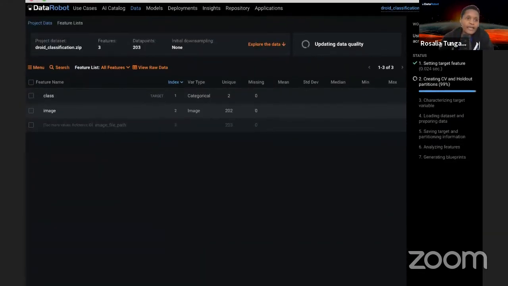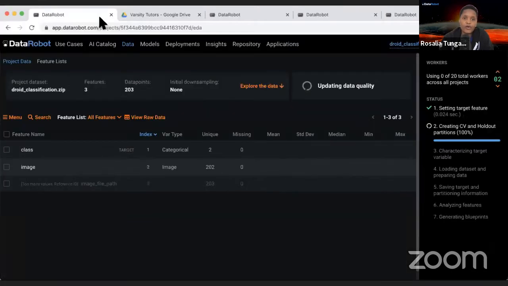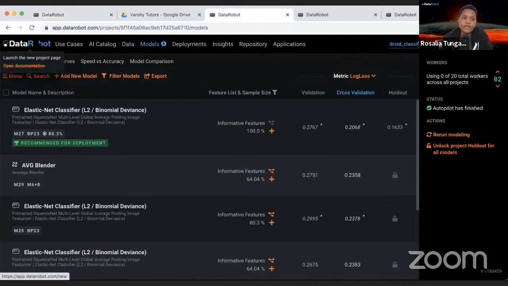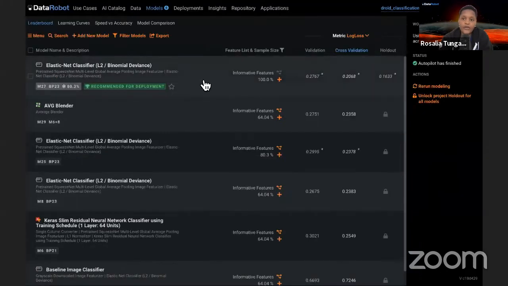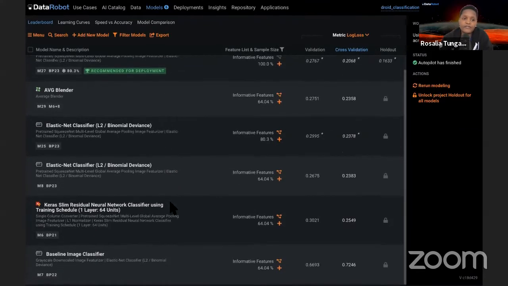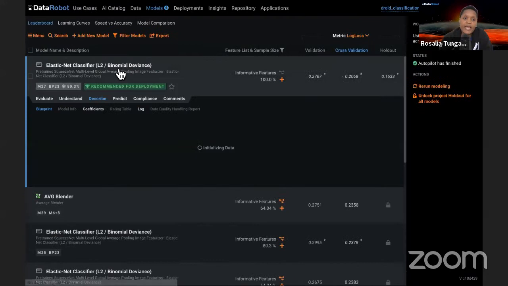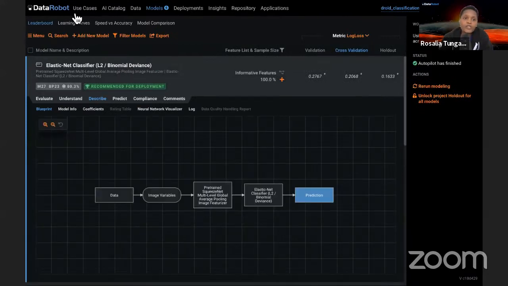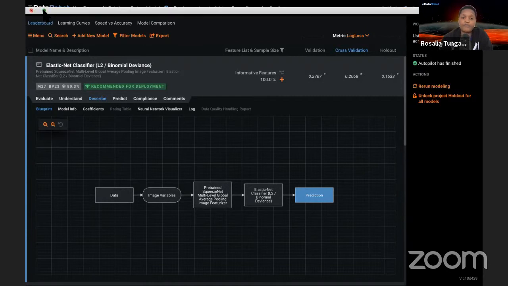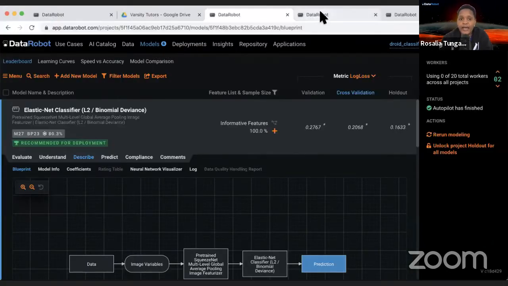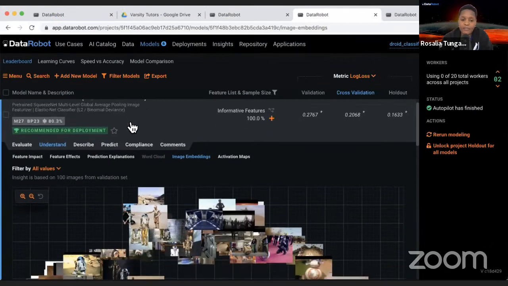While DataRobot is doing that, I'm just going to go ahead and go to a project that I've already built so I can show you some of the things that you can see once that project is done. First, when DataRobot is done building all your models, it puts them on our leaderboard, where you see all these different models that DataRobot built for you, and you can pick one of them and explore it some more. What I want to show you today are two really important features that we have with Visual AI, and that is our image embedding.